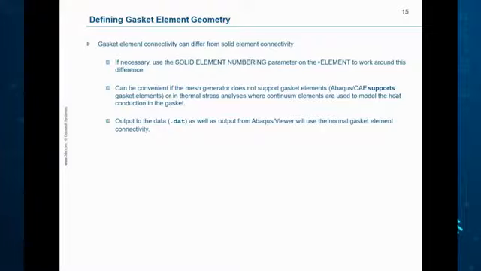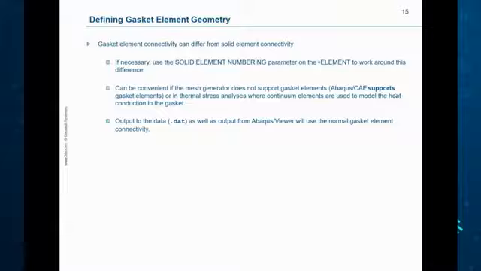Gasket element connectivity can differ from solid element connectivity. For GK3D8, it seems to be about the same, but you have to be careful because the first 4 nodes in that element definition have to define the bottom of the gasket. So if you mess up and don't get the numbering right, then the gasket normal direction, which is very important, will be incorrect.